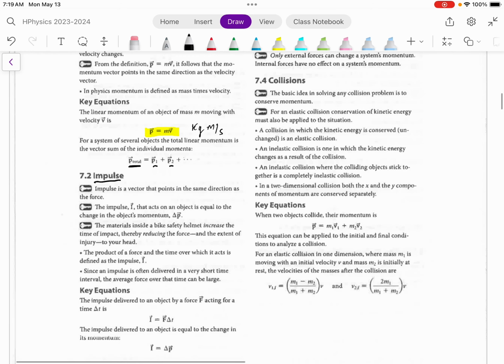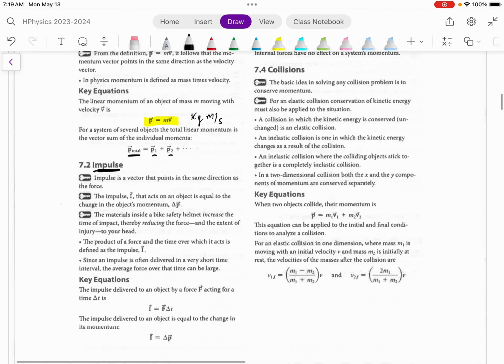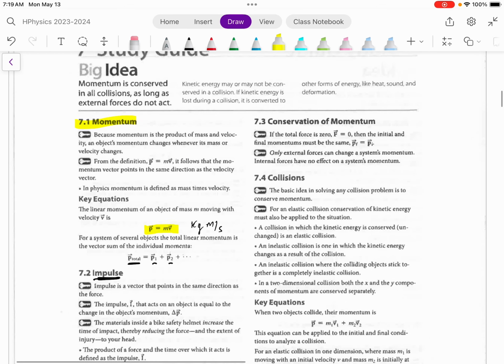How do we change the momentum? We have to put an impulse on the object or the system of objects. Impulse, which is designated by capital I, is equal to the force times the time. How much time did you put a force acting on the object? If you apply a force for a period of time, you will change the momentum. So impulse is equal to force times time, which is also equal to the change in momentum.